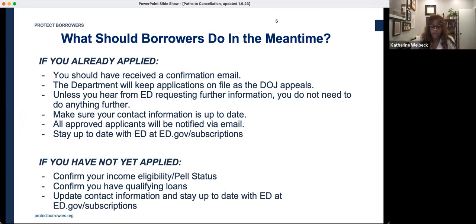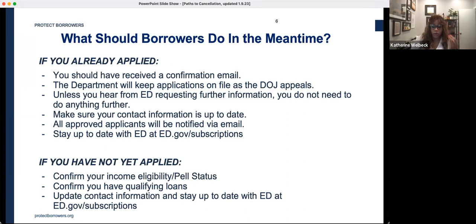If you already applied, you should have received a confirmation email from the Department of Education. So you should check to see that you have that. What the Department of Education is going to do, they're going to keep these applications on file while the Department of Justice is appealing this and while the Supreme Court is deciding this case. And so unless you hear from the Department of Education requesting further information, you don't need to do anything further. So just make sure that, again, your contact information is up to date with the Department of Education, and you can do all of that on the Federal Student Aid website, which we're going to talk a little bit about a little bit later.